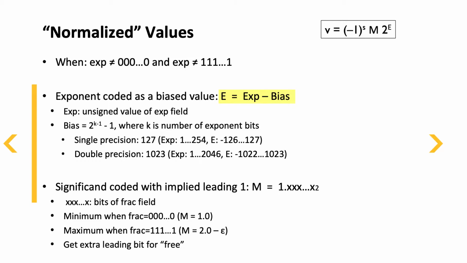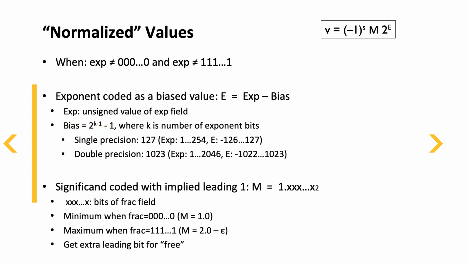So if we just take the bits that are in the EXP field and treat them like an unsigned integer, that's the value of EXP with a capital E there. And then we just subtract the bias, whatever that happens to be. This gives us a lot of the range that we need, because we want small values and we want large values. This is kind of how we do that. We bias the exponent. So the bias we calculate as 2^(k-1) minus 1, where k is just the number of the exponent bits.